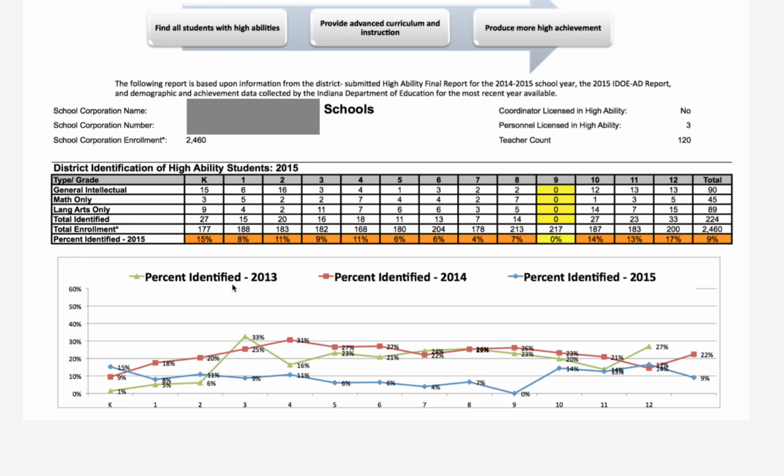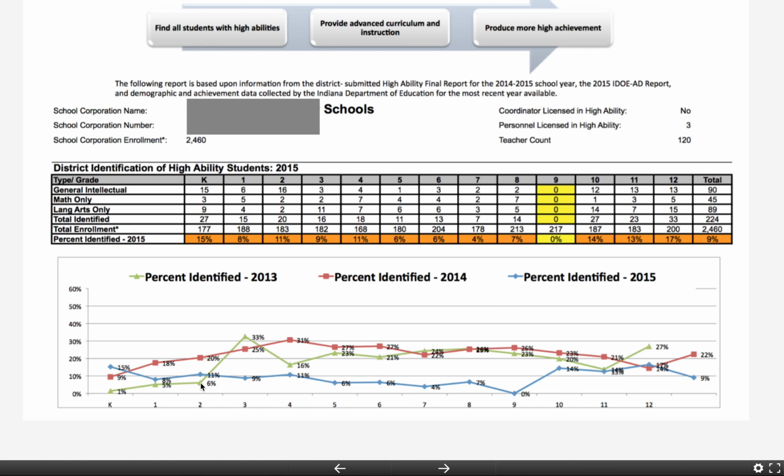Okay, but if you look down here, you can see the information on the identification for the district, and it has historical data from the last 3 years. And you can see here the percentage, the lines reflect the percentage of kids in each grade level that are identified high ability. And I pulled this example up because you can see in 2013 and 14, this district was crazy over identifying their kids, 31%, 27% high ability. And obviously somebody who came in 2015, you can see the blue line, really kind of took care of that and reined it back in.